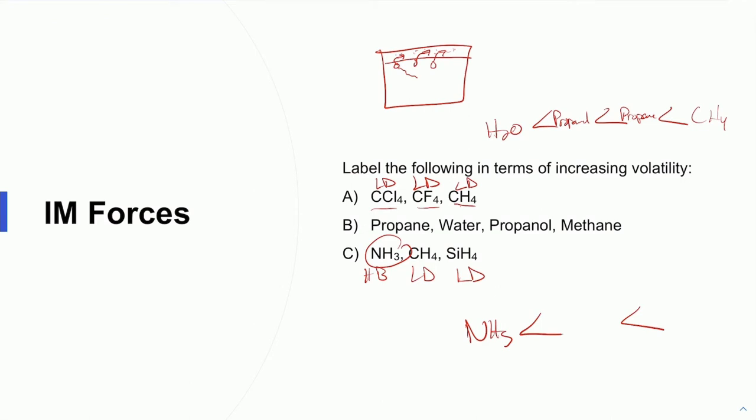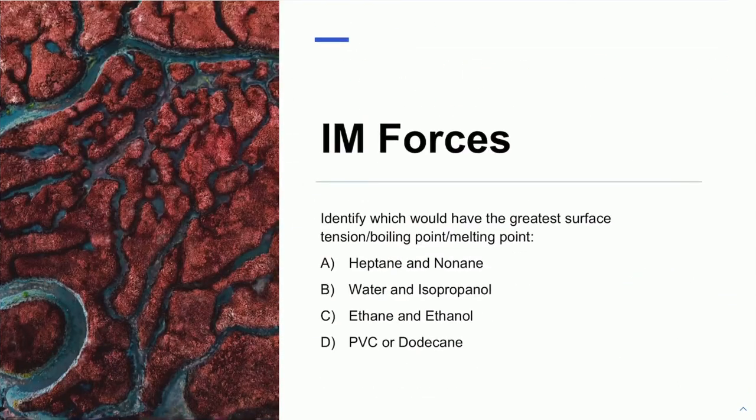Then between SiH4 and CH4, silicon is bigger, and so it's going to create a bigger electron cloud, which makes it more polarizable, and that means I'm going to put SiH4 here, and then CH4, all right? So that's an example of a type of ranking question in terms of intermolecular forces that they may give you. Now, on the opposite end of this is surface tension, boiling point, melting point.